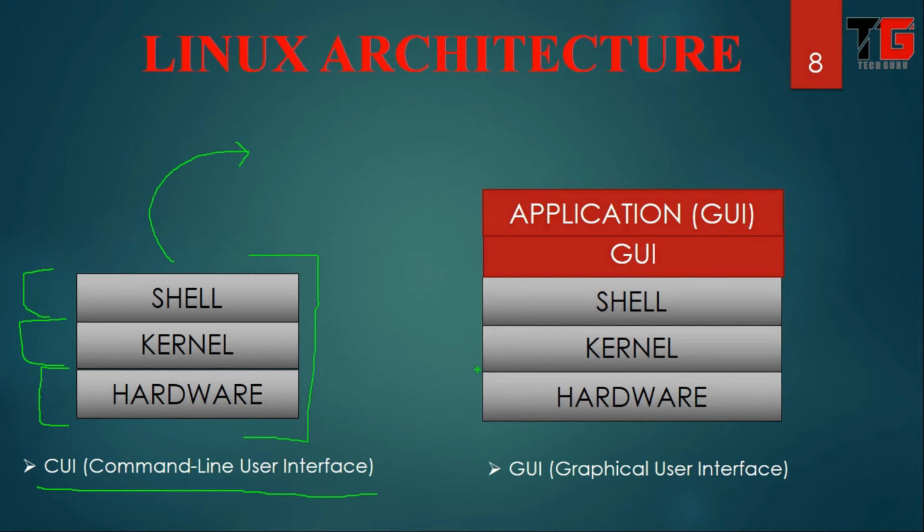On the other hand, if you want to install application in GUI, first is hardware, second is kernel, third is shell, then there is a graphical user interface layer. On this GUI, applications are installed. This GUI layer will consume more hardware and the system becomes very slow as compared to CLI machine, and that is known as GUI, graphical user interface.